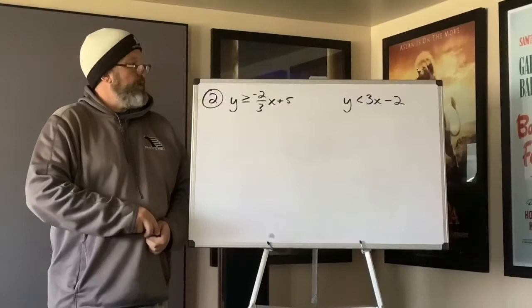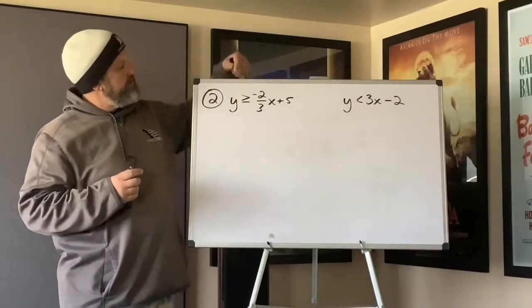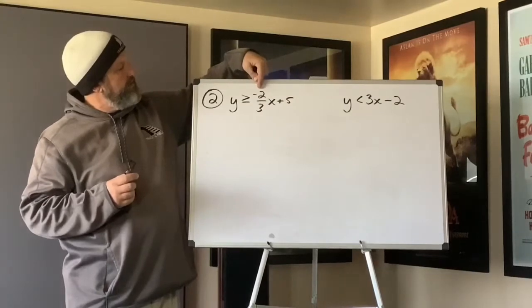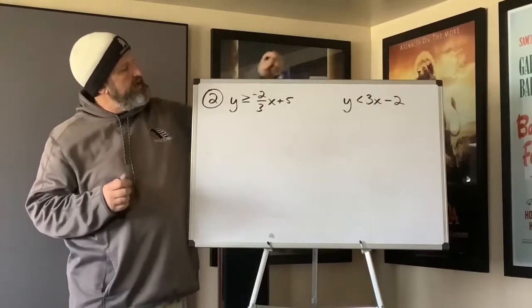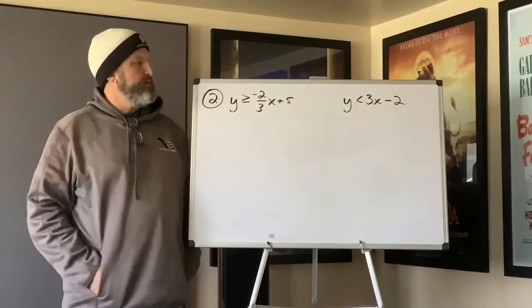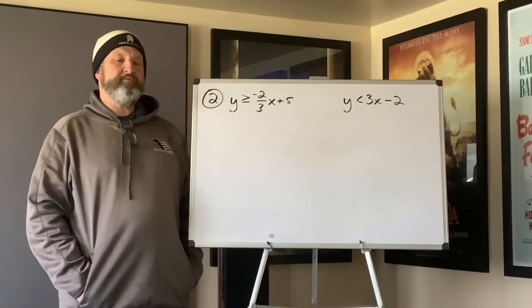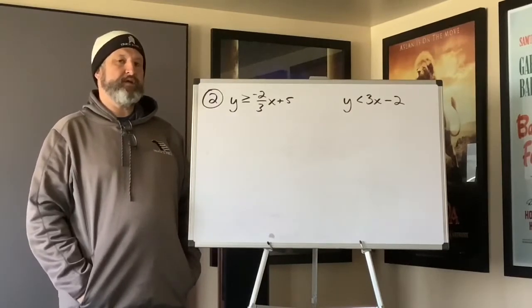All right, here's problem number 2. Y is greater than or equal to -2/3 x plus 5, and y is less than 3x minus 2. Copy them down, graph them, push pause on this video, and then check your answers after you have it graphed.